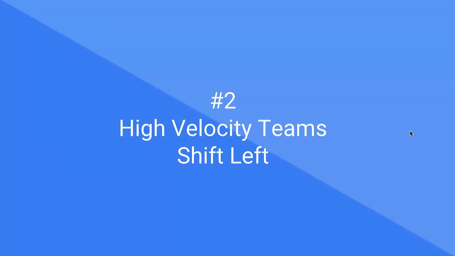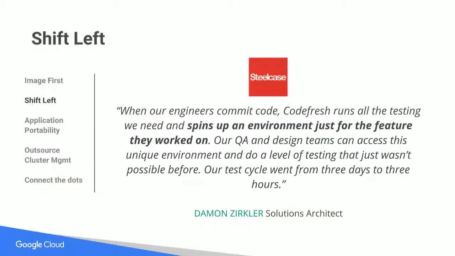Okay, so that's centered on image. The number two thing we found is that high velocity teams shift left. Now, a lot of people have heard this term shift left, and maybe they're unclear on what it means. We're going to explain it. Here's a quote to demonstrate it from Damon Zerkler. He was over at a company called Steelcase, which has a large IoT operation. They use basically thousands of images for all these different devices that they support, different services they work with.